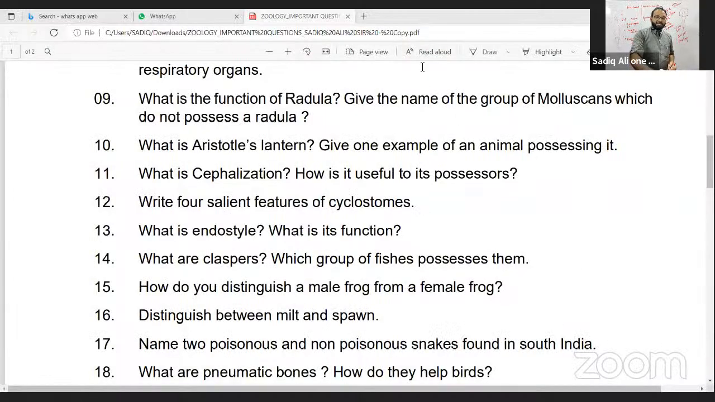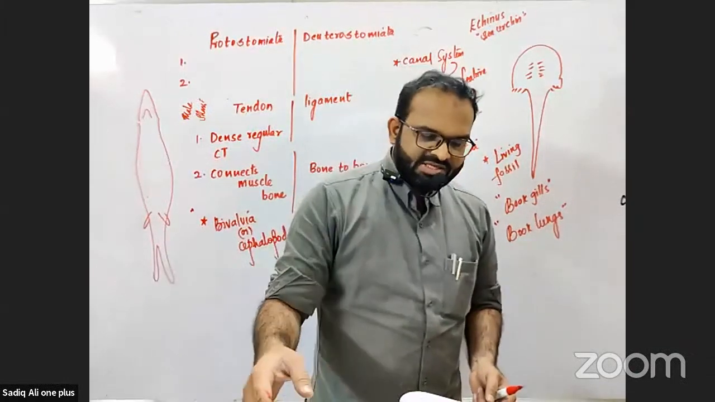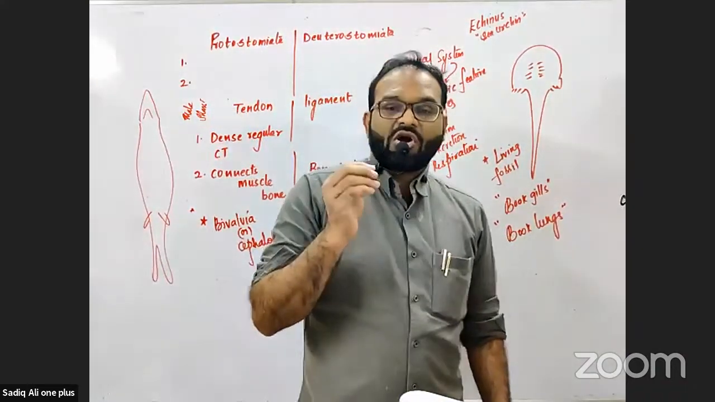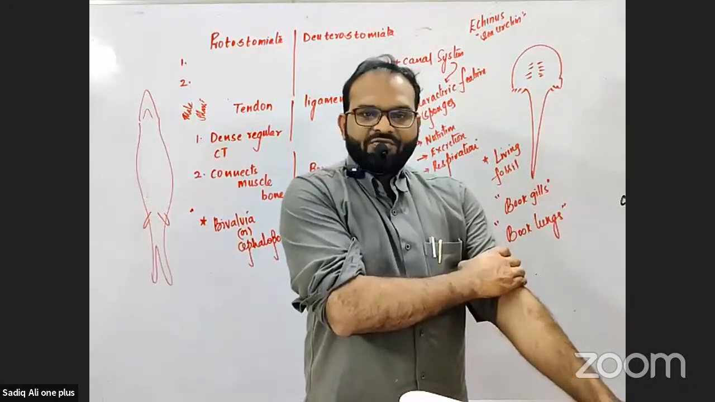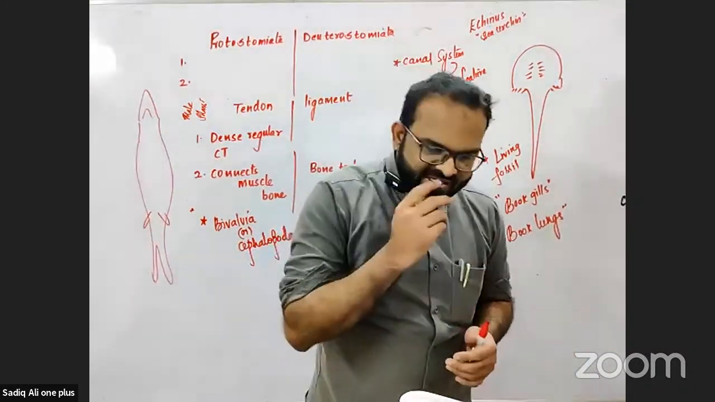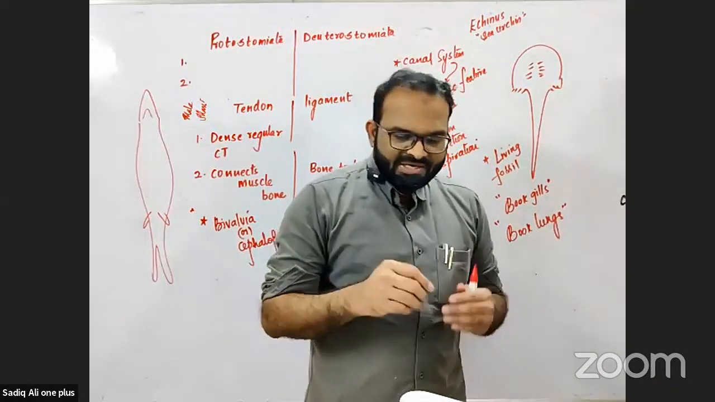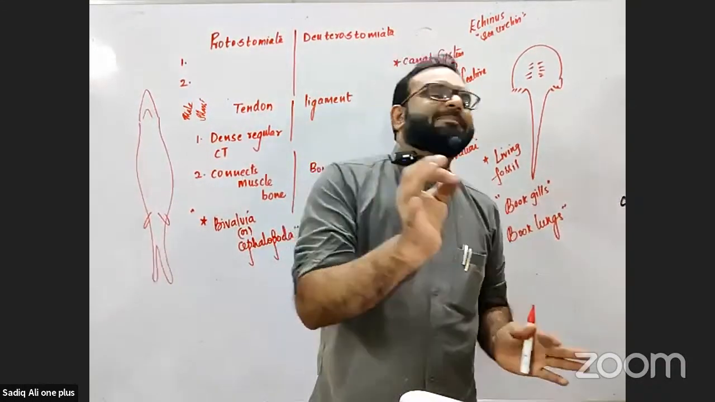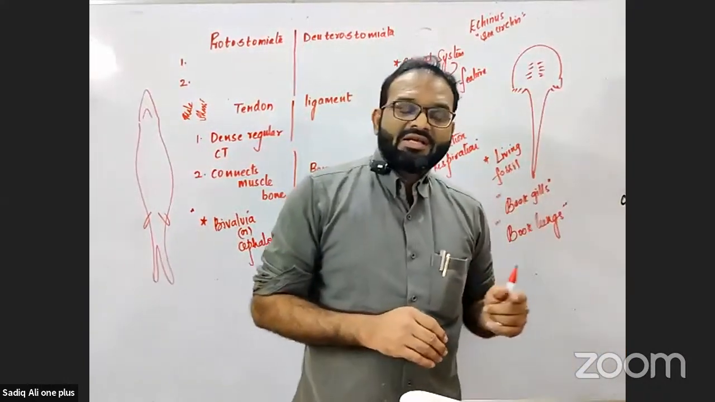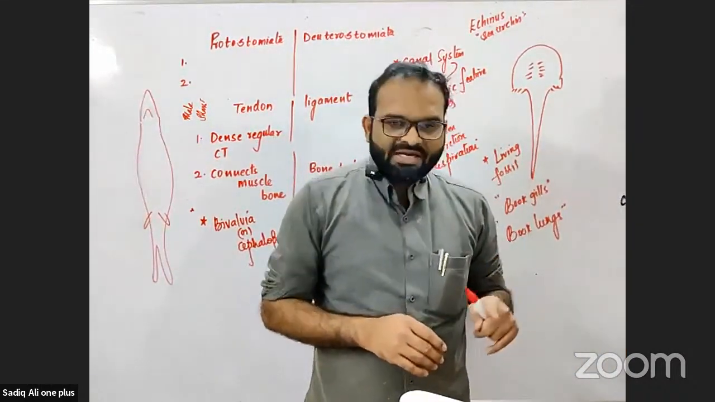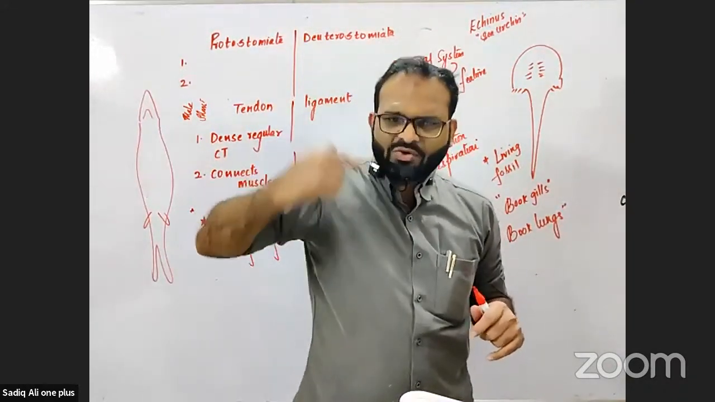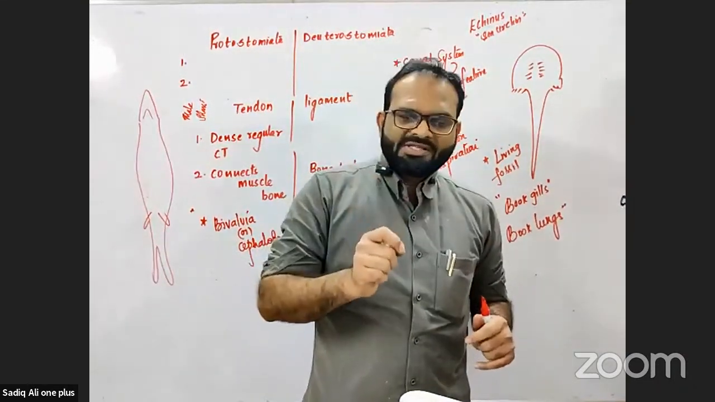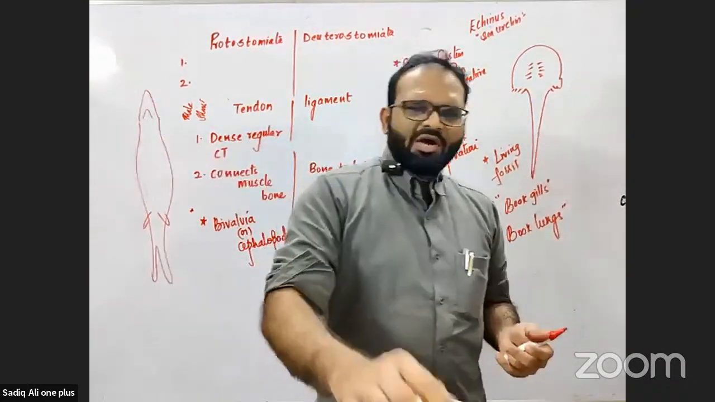Now, next question. Distinguish between milt and spawn. Again, students, this is a very, very important question. Expected question, even in competitive exams, though not in NEET. In NEET, frog is not there. It is on page number 60, question number 14. Milt means a mass of sperms. Spawn means a mass of eggs. So simple. Again, what is milt? Say loudly, students. Milt means mass of sperms. Spawn means mass of eggs. How simple it is.